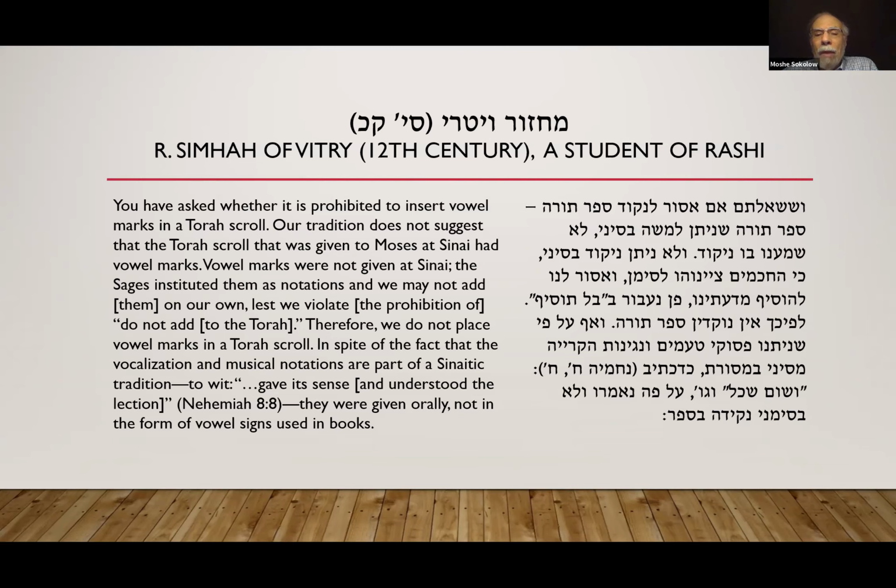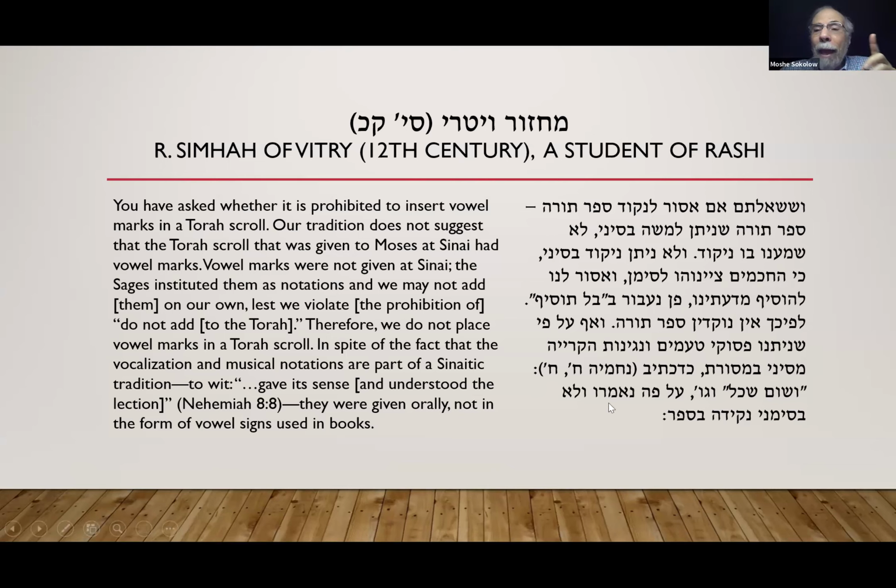Nevertheless, he says, our tradition, which we believe to be the correct way to vocalize those words and to punctuate those sentences, he believes that the tradition that these signs represent is as ancient as the revelation of the law at Sinai, okay? And he cites as his proof text the same verse from the book of Nehemiah that we saw in the previous slide from the Talmud.